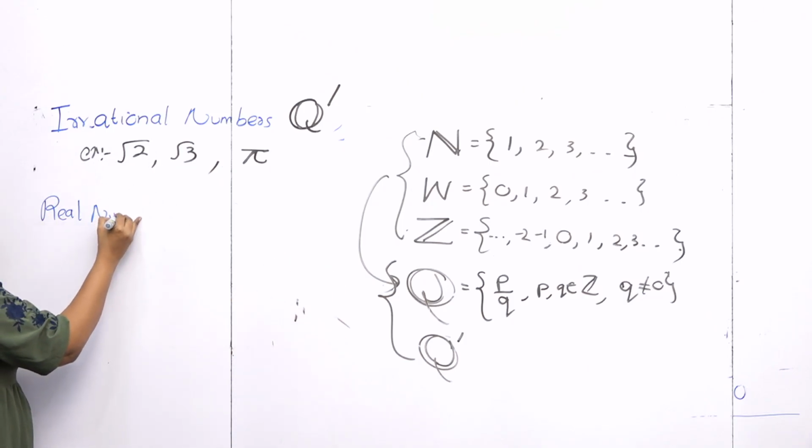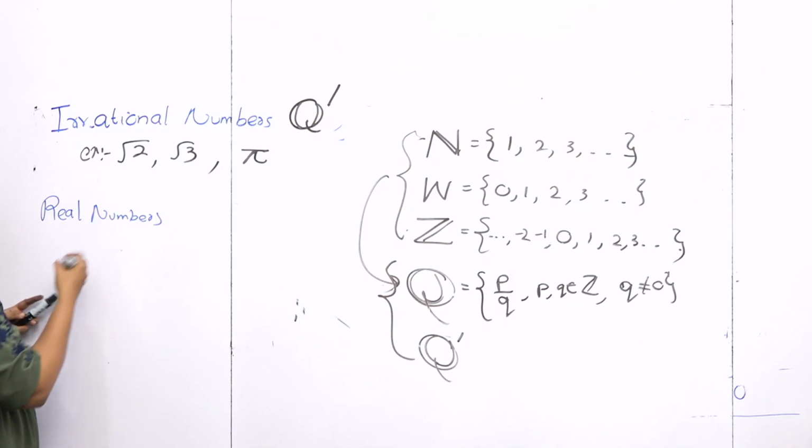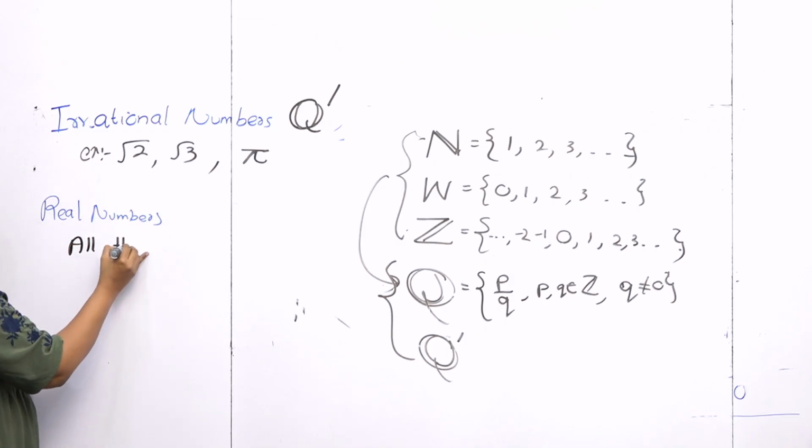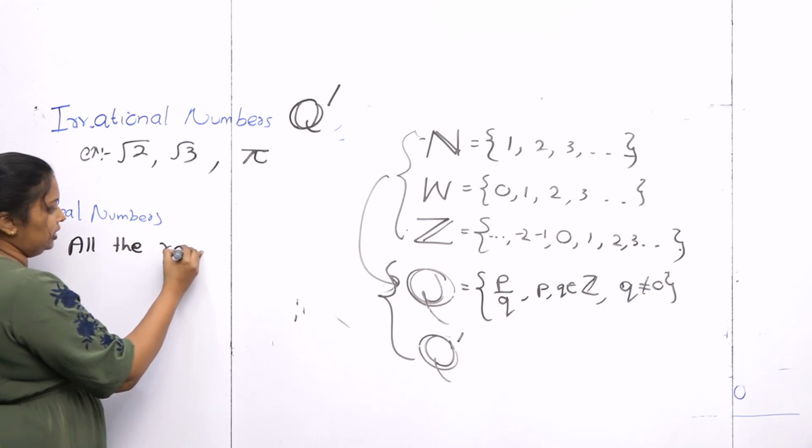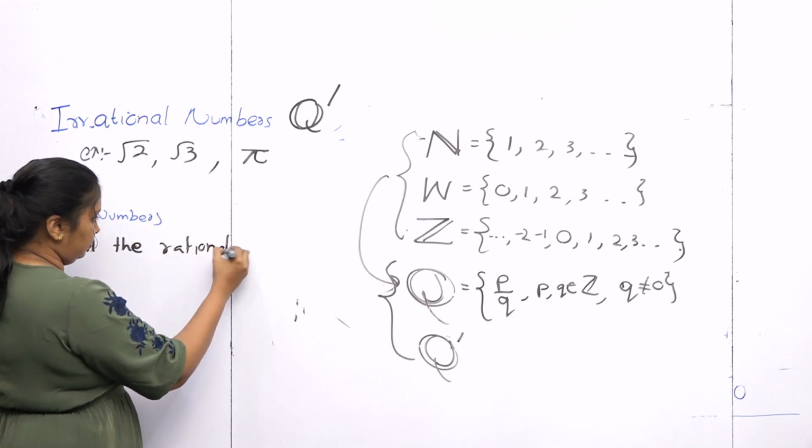And write, what are real numbers? All the rational and irrational numbers.